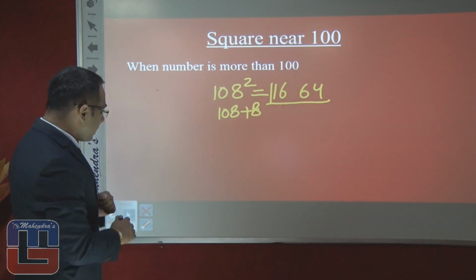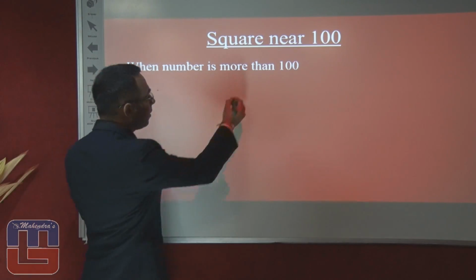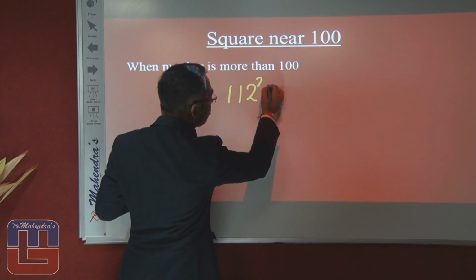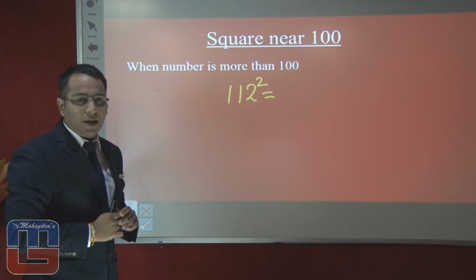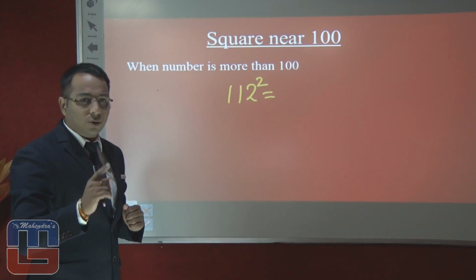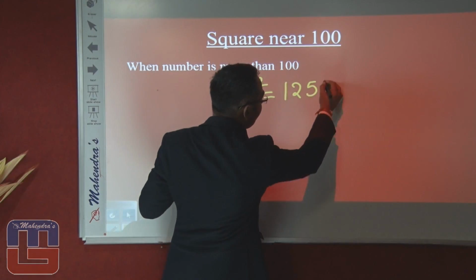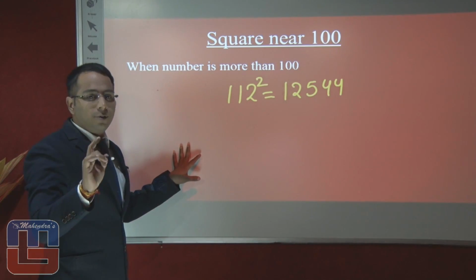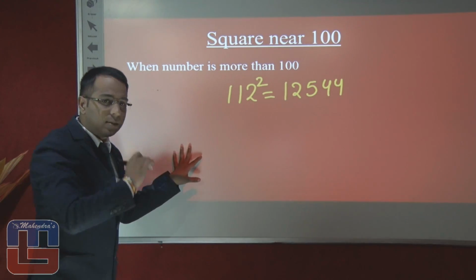Let us take another example: 112 squared. I will give you 3 seconds to calculate it by yourself, then we will look here. The answer will be 12544. Those who get this answer, very good. And those who don't, let us see how we calculate this square.